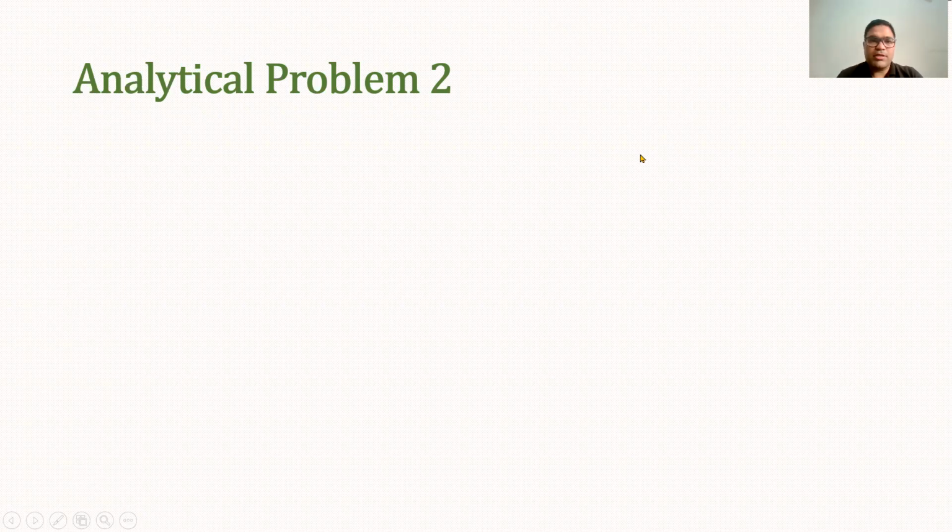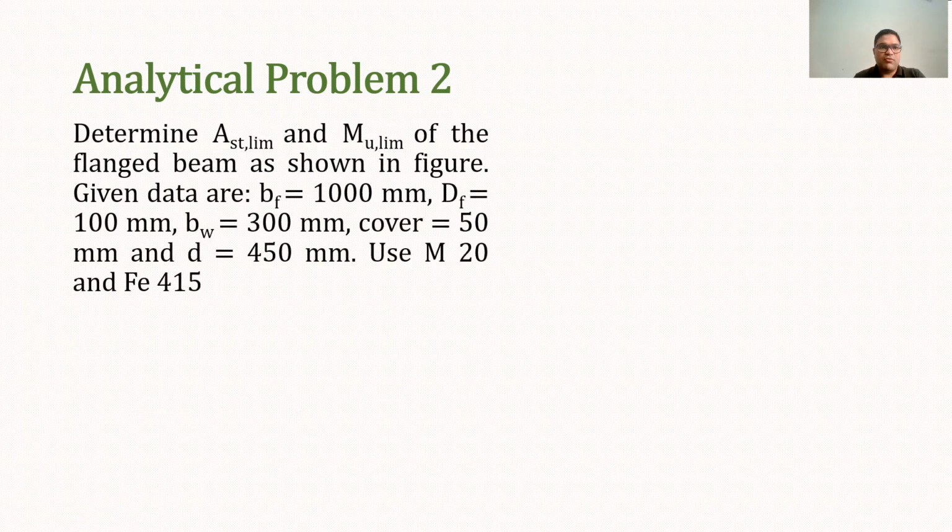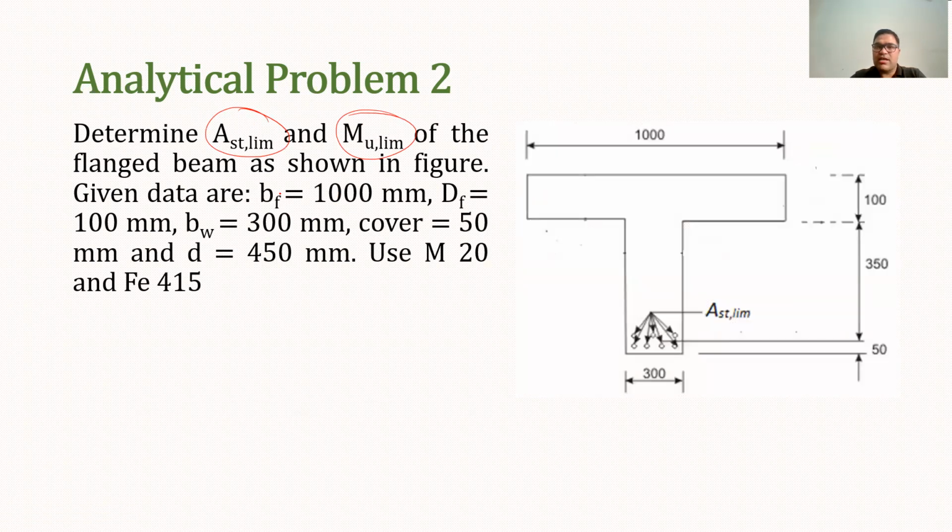Hello, welcome back. So now in this part, we will solve another problem. In this, we have to find out AST limiting and MU limiting of the flange beam as shown in the figure. As you can see, the diagram is the same. The only thing is that we now have to find out AST limiting and MU limiting.